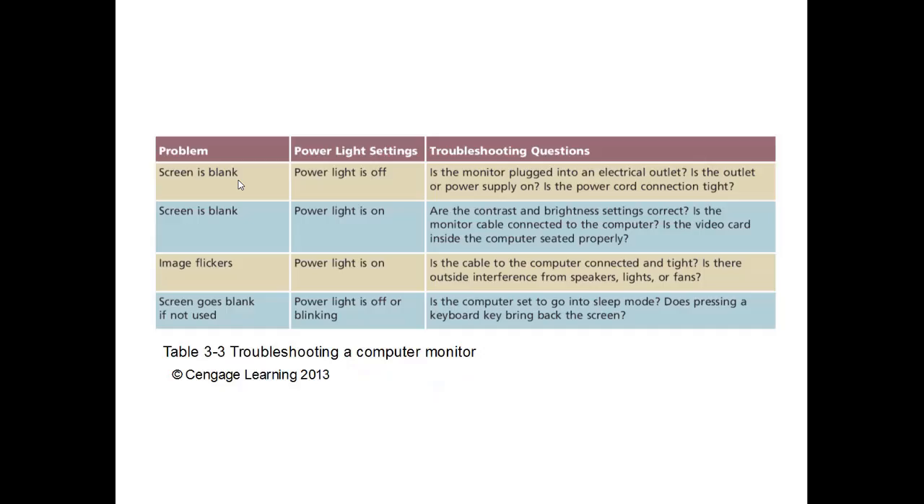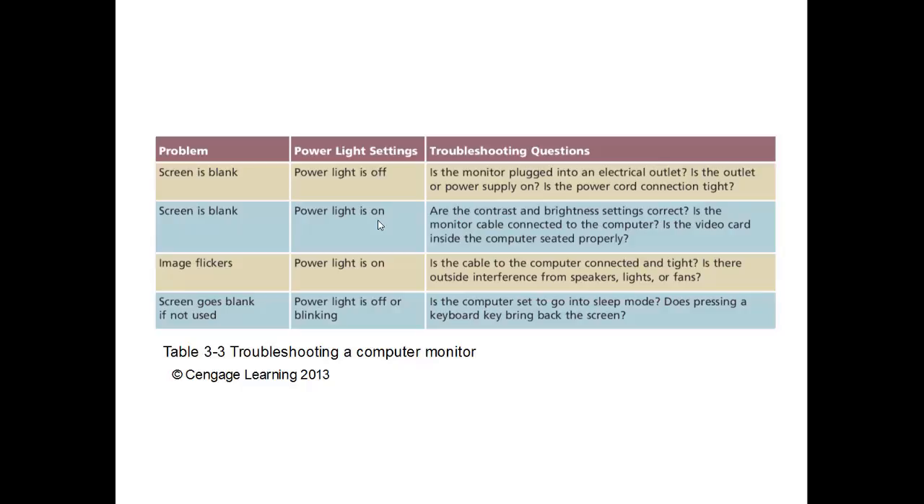In this table we have some troubleshooting issues that come up with computer monitors, such as if the screen is blank, or if the image is flickering, or the screen goes blank if it's not used. And a good indicator would be to look at the various states of the lights, if the power light is off, or if it's on, or if it's blinking. So if the screen is blank and the power light is off, it could be that the power is not turned on. If the screen is blank and the power light is on, are the contrast and the brightness adjusted correctly? Is the video card inserted correctly?